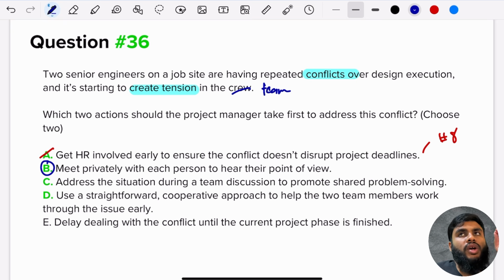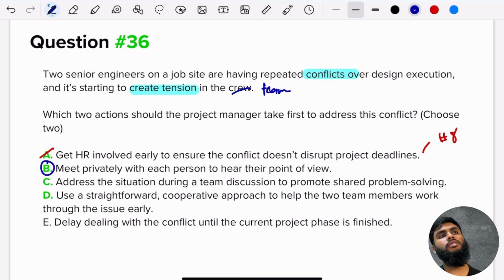When your team members are having conflicts with one another, or when there's a performance issue, meet with them in private. That is a principle. That is what a servant leader does. C, on the other hand, address the situation during the team discussion to promote shared problem solving. Now this, they make it sound like it's very nice.